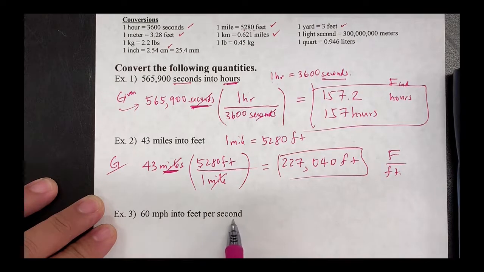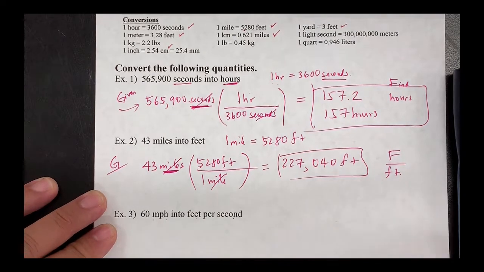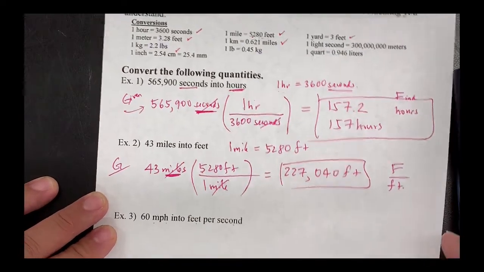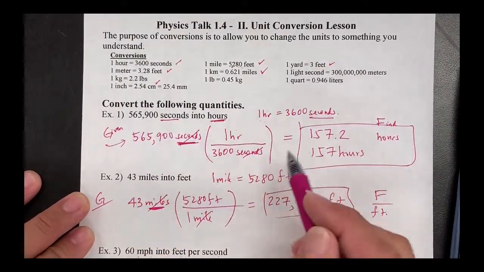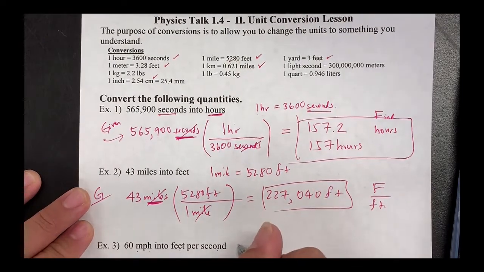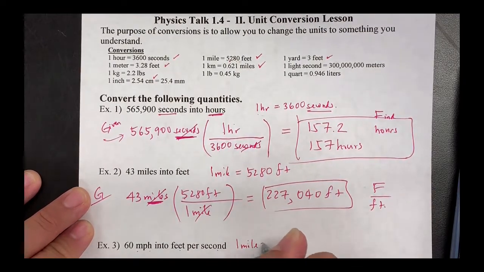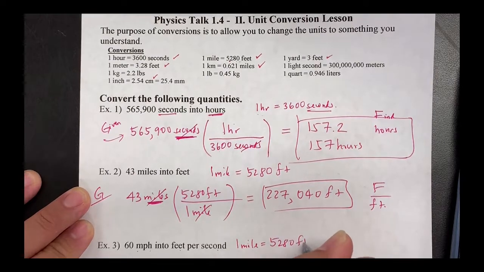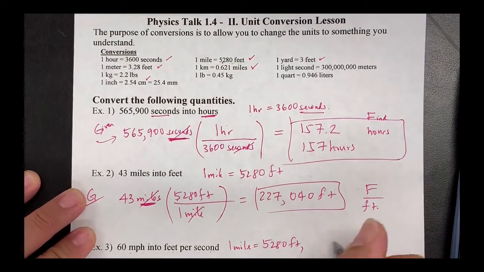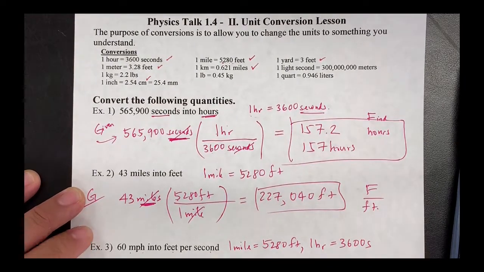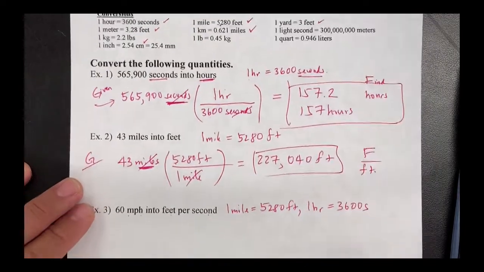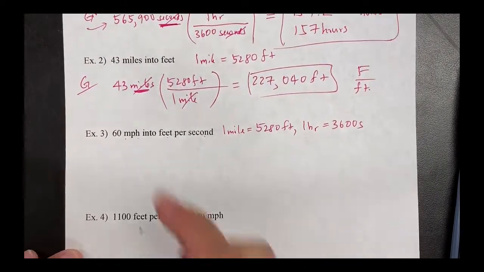So this is where things get a little complicated because now I have two things I'm paying attention to. Miles changing to feet, hours changing to seconds. So this is the part that they were showing you in the textbook. And again, I need to list out everything that I know. So going back to my list up here, I know that 1 mile equals 5,280 feet. I also know that 1 hour equals 3,600 seconds. So using that as my givens, and now I'm going to scroll back up on my screen here.